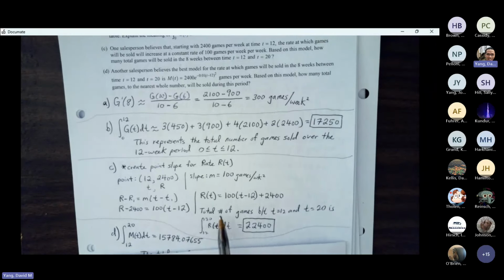Okay, so once we have that R of t equation, and we know that we're going to accumulate this rate over the next 8-week period, we can put this in the calculator. Math 9 from 12 to 20, 100 times x minus 12 plus 2400, and that will get us to 22,400.